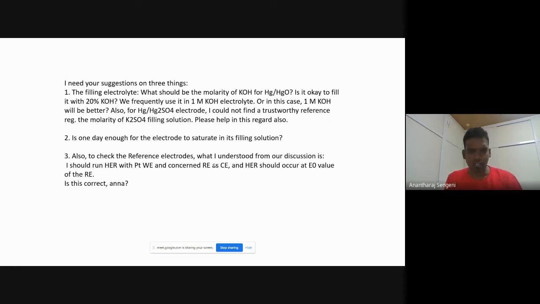Also, to check the reference electrodes, what I understood from our discussion is I should run HER with a Pt working electrode and the concerned reference electrode as counter. No. You should not use the concerned reference electrode as counter. You should use your concerned reference electrode as a reference electrode. Because a reference electrode is ideally a non-polarizable electrode, which means that we are not going to perform any reaction that can cause electron transfer at the reference electrode.